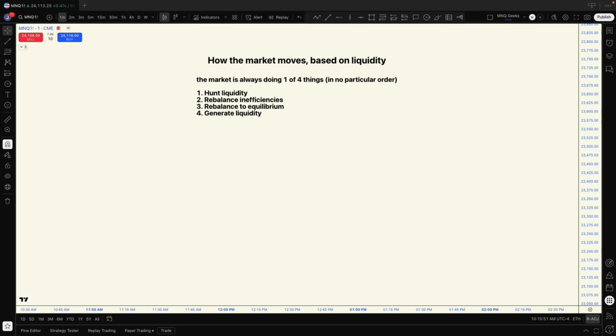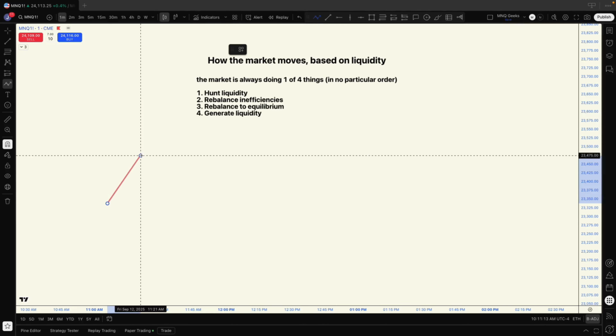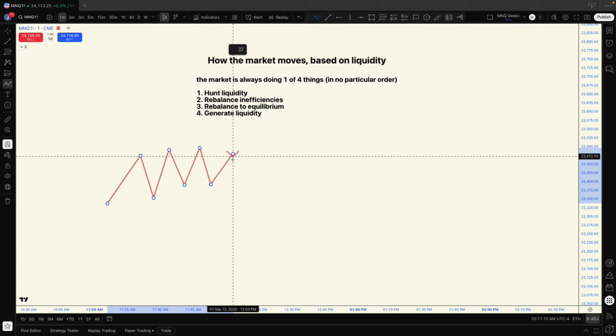1, the market is either hunting liquidity. 2, it's looking to rebalance inefficiencies within the market, like fair value gaps. 3, it could be rebalancing to equilibrium of the price range. And 4, it could be generating liquidity. So real quick, let's just go over all 4 of these. So let's draw some lines over here.